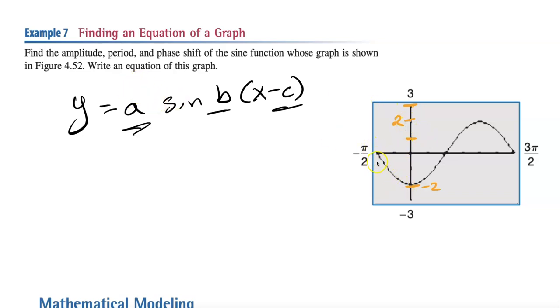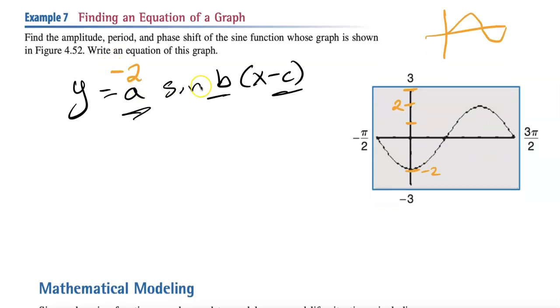But if you look at the graph, it's upside down, right? A normal sine function looks like this. This is going upside down. So I'm going to put a -2 up here for our a. Our amplitude is still 2, but there's a vertical flip. So that's a. How about b?